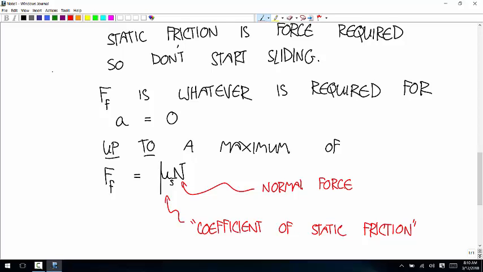If I push too hard, this starts to accelerate. It moves and then it's not static anymore. So right at the point where it switches from staying at rest to accelerating, where I apply a big enough force, at that instant the force of friction is equal to the coefficient of friction times the normal force.